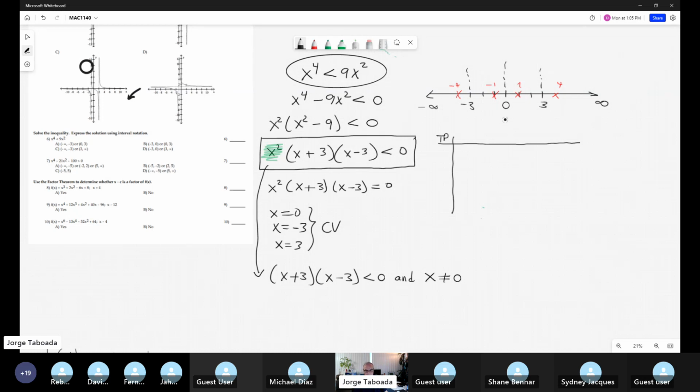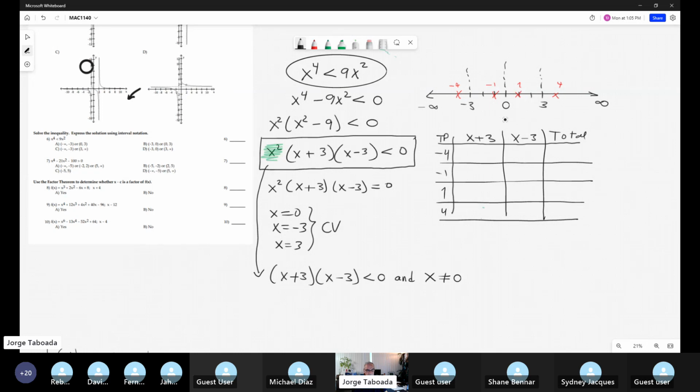This is not necessarily a specification of the restriction. In the table, you put only 2 factors, x plus 3, x minus 3, and end the story. I list vertically -4, -1, +1, and +4.